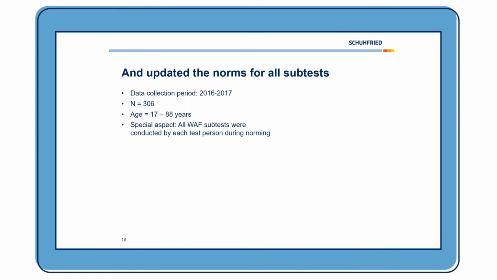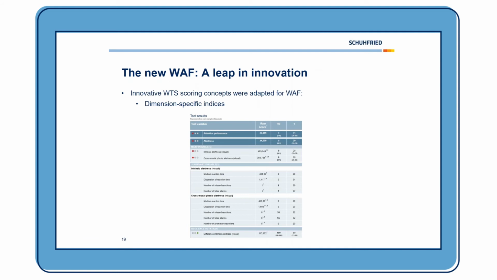And now let's have a quick look at the updated norms for our subtests. We collected them in 2016, 2017. There are around 300 people in this norm sample between 17 and 88 years old. And the special aspect right here is that all WAF subtests were conducted by each test person during norming to have a higher accuracy for the scoring.